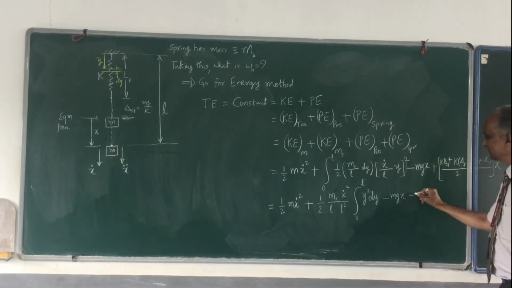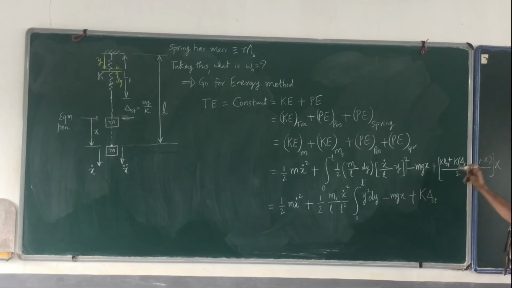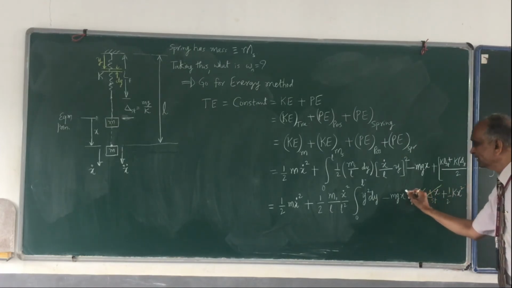Simplify this. We have done this so many times. This is k into delta st plus k into delta st, 2k delta st divided by 2. That is k into delta st multiplied by x, plus half k into x square. K into x by 2 into x, kx square by 2, half kx square. So I know that this and this cancel.